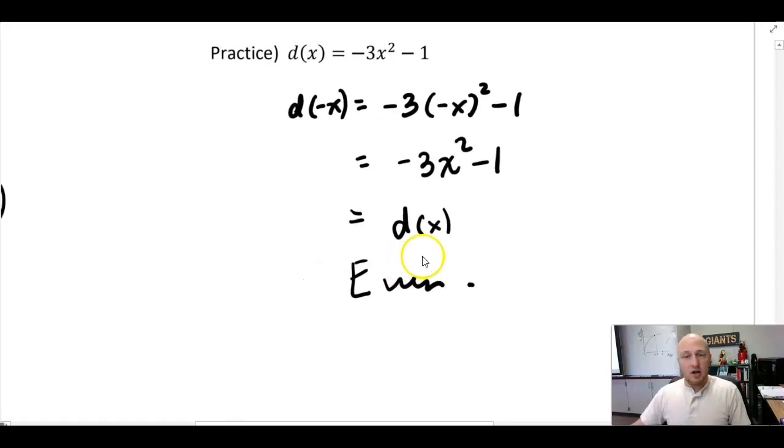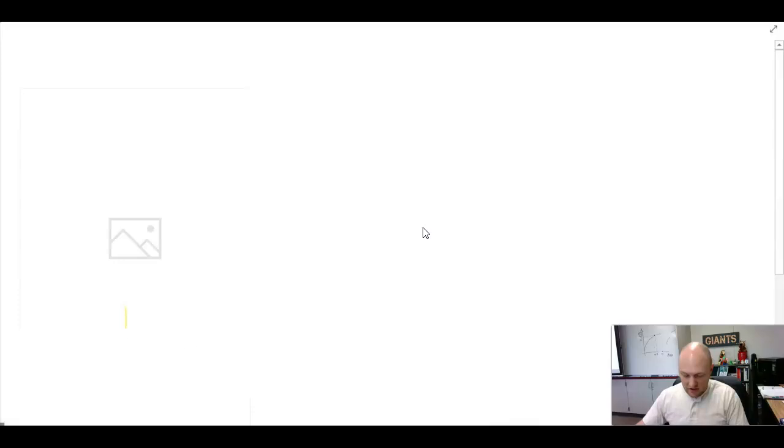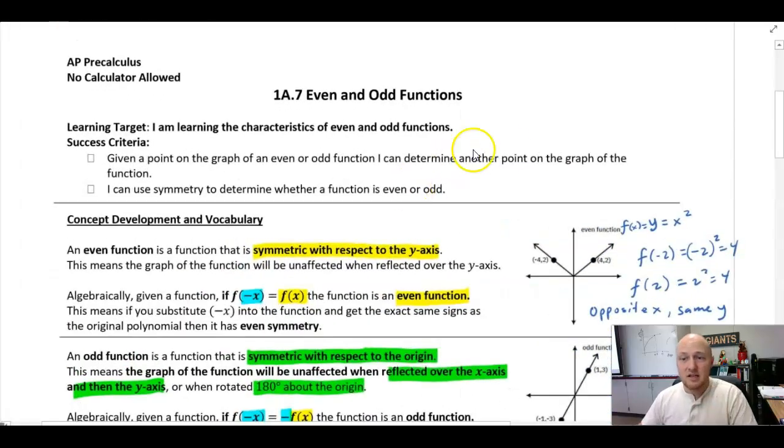That's even and odd functions. I hope in this lesson you learned what an even and an odd function is and how to determine if a function is even or odd, either through symmetry or by evaluating the function at the opposite x value.